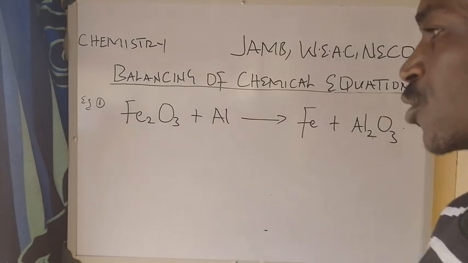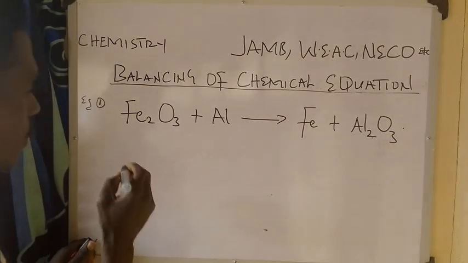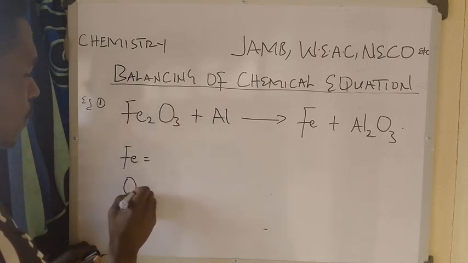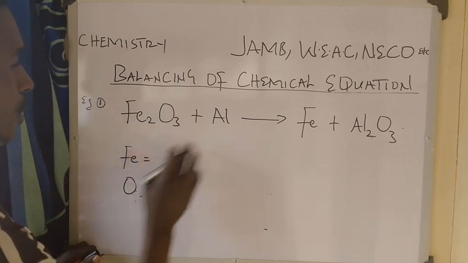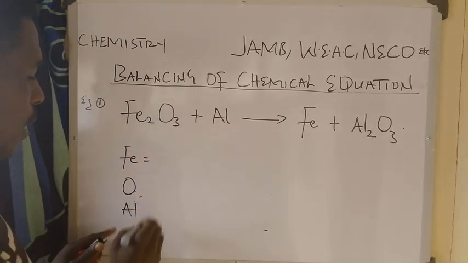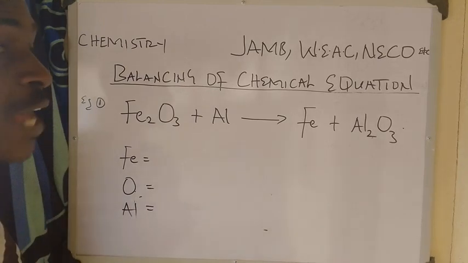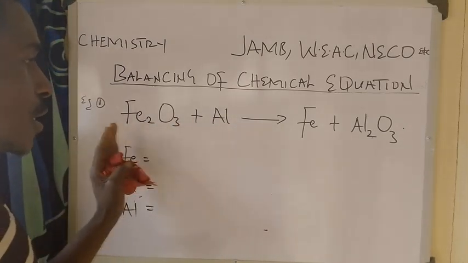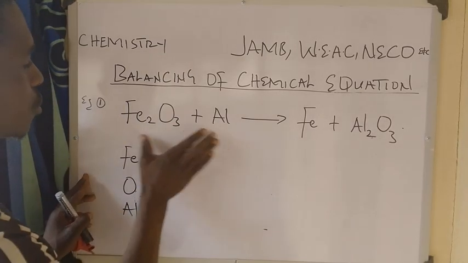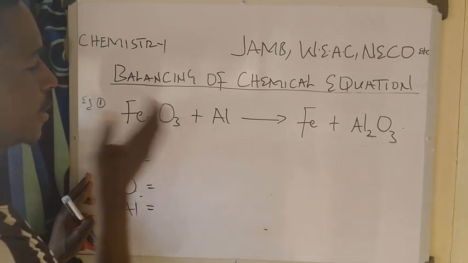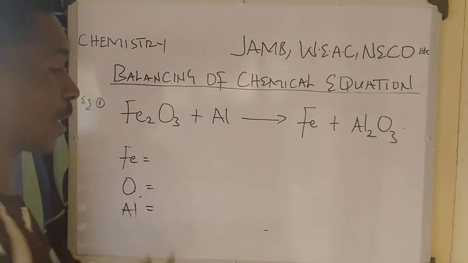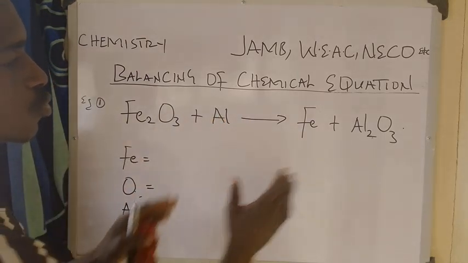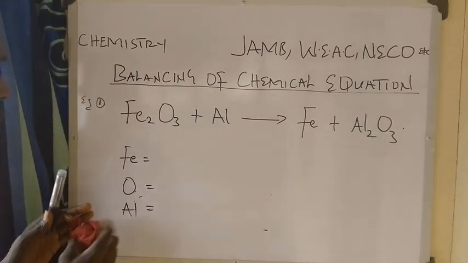So can you see that the first atom here is iron, right? So we can just bring it down. I have Fe here, I have O here, then we have aluminium here. So how many atoms of iron are on this side? Do you understand? So that's how we balance. You check how many atoms of iron are on this side, then how many are on this side. That's what we mean by balancing, because as I always say, what is on this hand side must be equal to what is here.